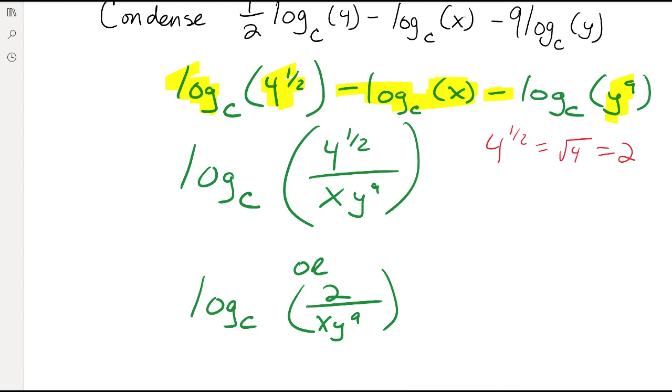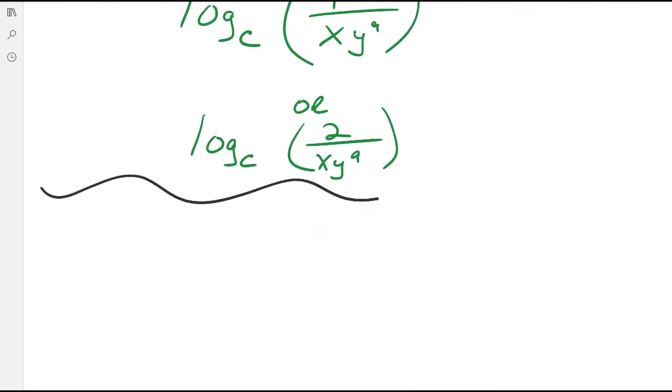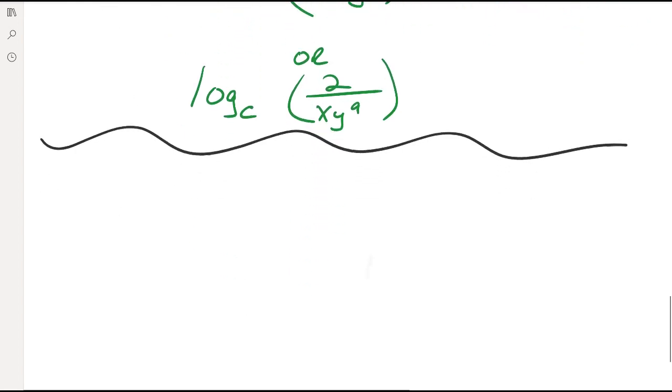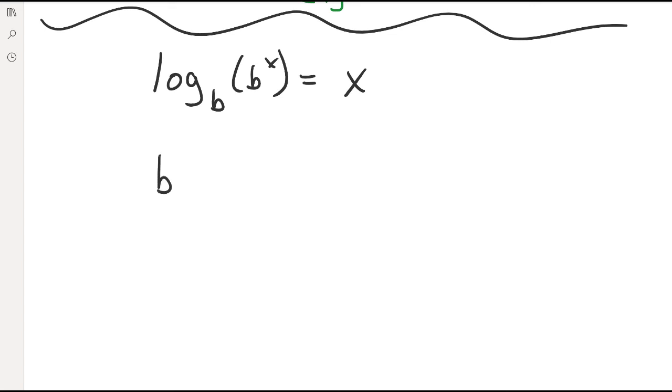So let's apply the inverse properties of logs. To quickly remind you, instead of scrolling all the way up, remember log base b of b to the x is the same thing as x. When the bases are the same, they cancel. And the same thing when we have an exponential: b raised to the log base b of x equals the argument of the log, which is just x.